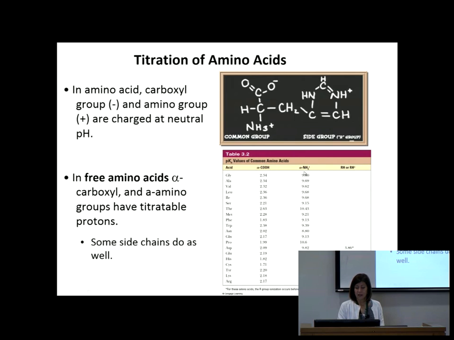Now the amine group. The amine group has a pKa between the high 8s and 10. So at pHs below that, we have the proton on. At this pH, half the group has the proton on, half of it has the proton off. Above it, we have proton off. It's been ionized.